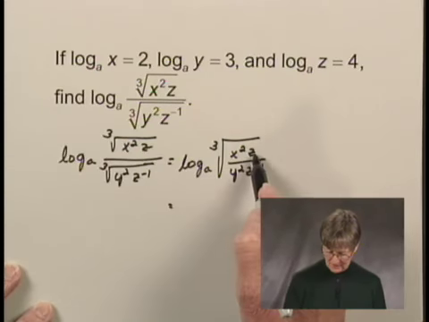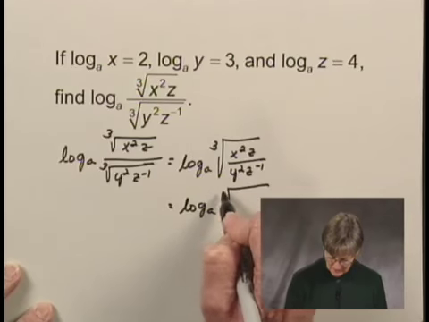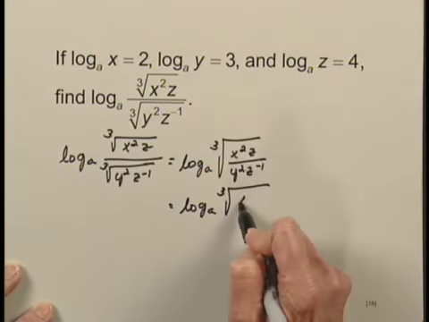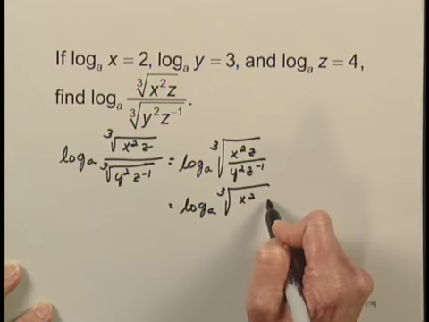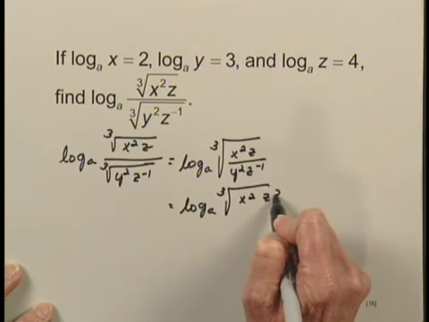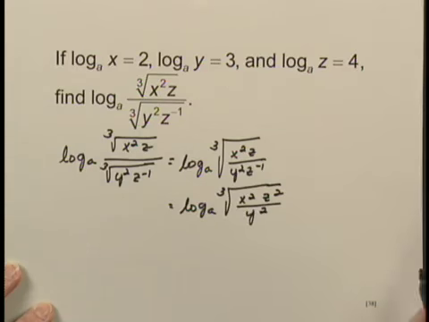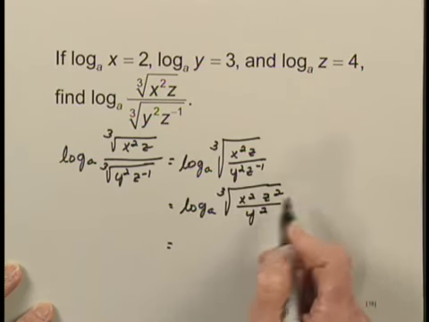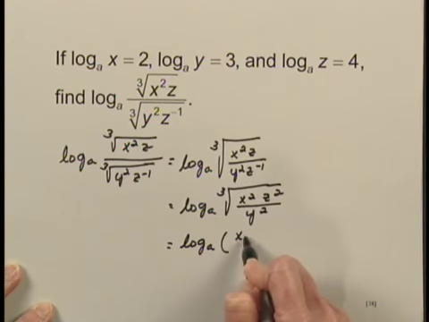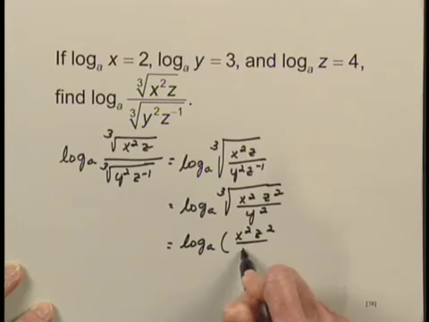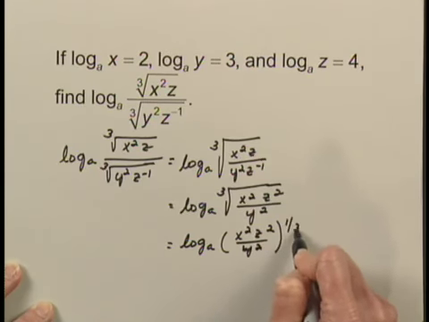First of all, I've got a z in the numerator and 1 in the denominator. So I'm going to write this as the log base a of the cube root of x squared, and z divided by z to the negative 1 is z to the 1 minus negative 1 power, or z squared. And that's going to be over y squared. Now I can rewrite this radical with a rational exponent as the log base a of x squared z squared over y squared to the 1/3 power.